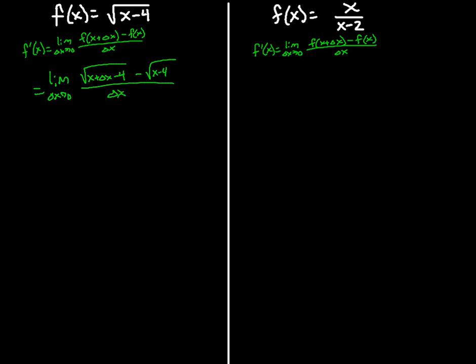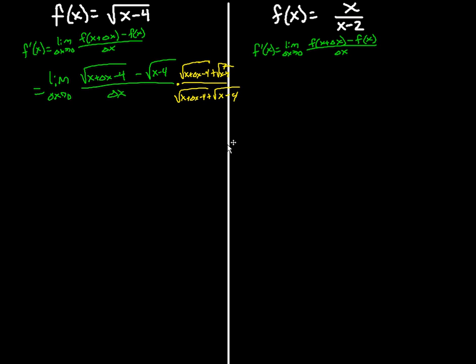Now I need to multiply this by the conjugate. So, square root of x plus delta x minus 4, and then now plus my square root of x minus 4, as I run out of room here. And then my denominator is the same thing: square root of x plus delta x minus 4 plus the square root of x minus 4.